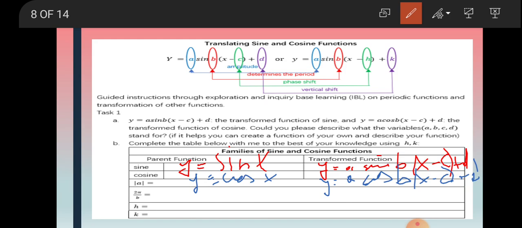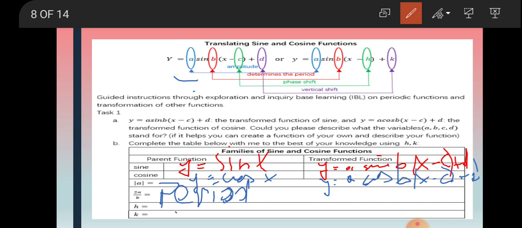Now what can we write about absolute value of a? Absolute value of a is this one, right? The a in front of the function is the number in front of the sine or cosine. Yes, the amplitude. How about 2 pi over b? So 2 pi over b is actually the period, the period for the trigonometric functions sine and cosine. So it's the period.